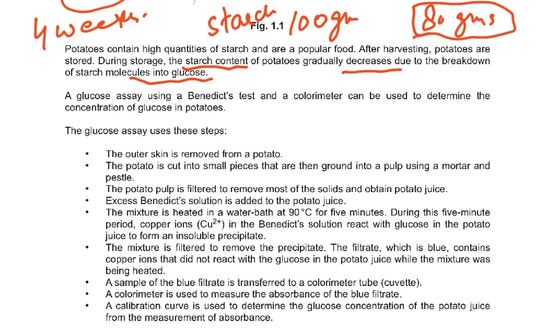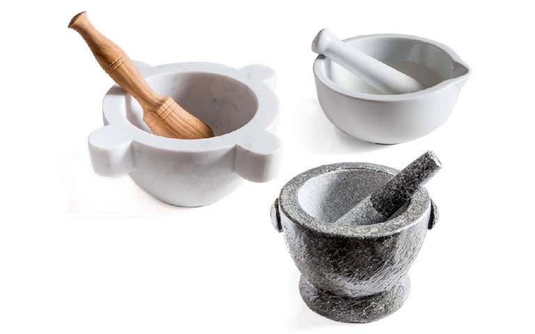The glucose assay uses these steps. The outer skin is removed from the potato. Imagine you're doing this. The potato is cut into small pieces that are then ground into a pulp using a mortar and a pestle. Now you can see this is a mortar and pestle.